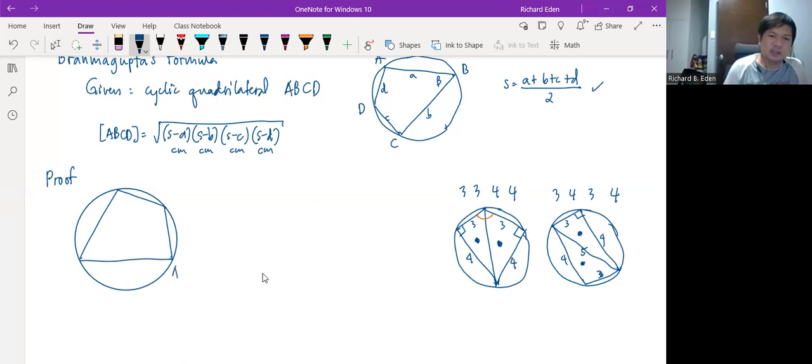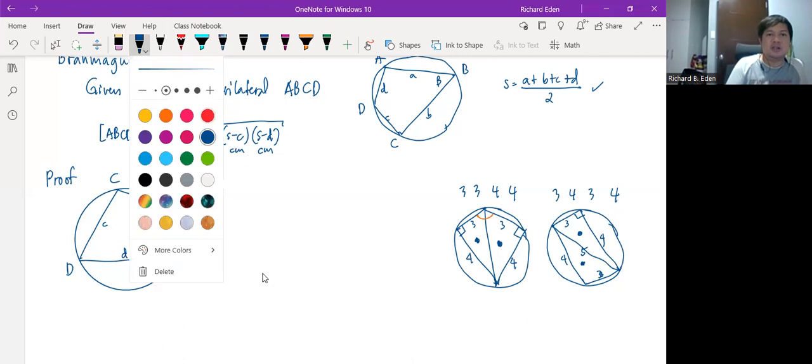Circle A, B, C, D. And then, okay, we want to find the area of A, B, C, D. And then let's label the lengths. So from A to B, that's A, and then B, and then this is C, and then this is D.